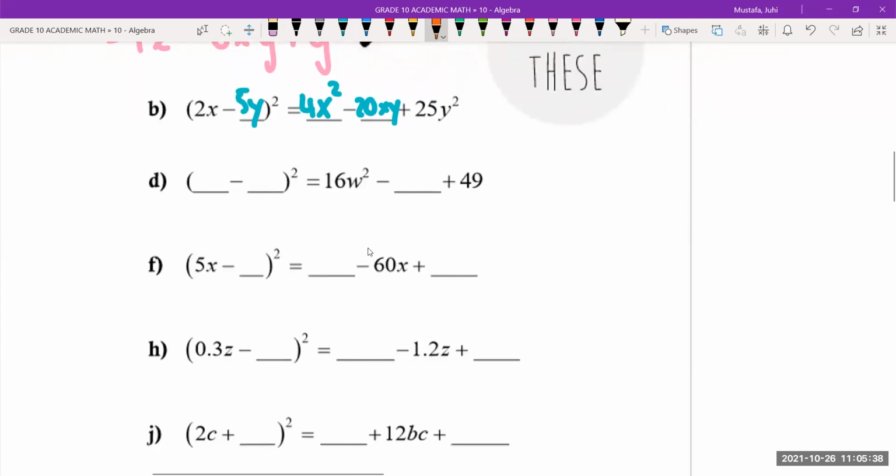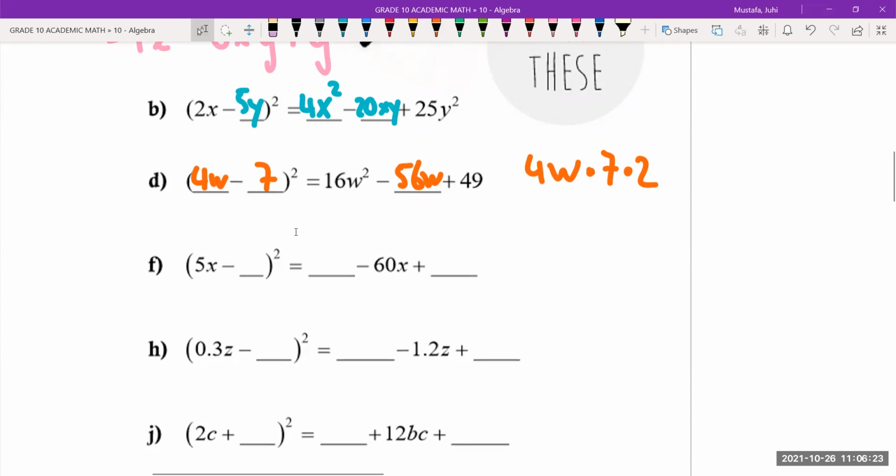Okay, so now we're working backwards for both of these. If this number is 16w squared, what two numbers did I multiply to get 16w squared? 4 and w. So 4w times 4w. Yeah, good. What two numbers did I multiply to get 49? 7 and 7, yeah. Now the middle term, we're going to multiply 4w times 7 times 2. What's that going to give me? 56w as your final answer.